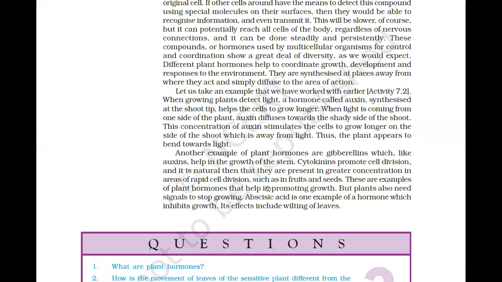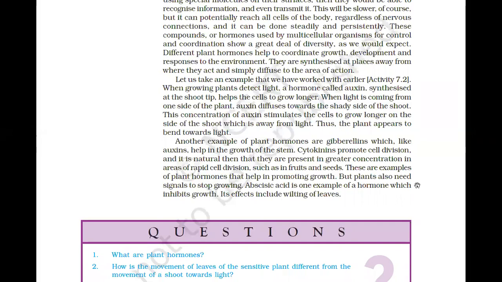Another example of plant hormones are gibberellins, which, like auxins, help in the growth of the stem. Cytokinins promote cell division, and it is natural then that they are present in greater concentration in areas of rapid cell division, such as in fruits and seeds. These are examples of plant hormones that help in promoting growth. But plants also need signals to stop growing. Abscisic acid is one example of a hormone which inhibits growth. Its effects include wilting of leaves.